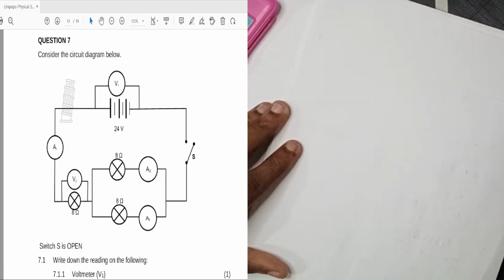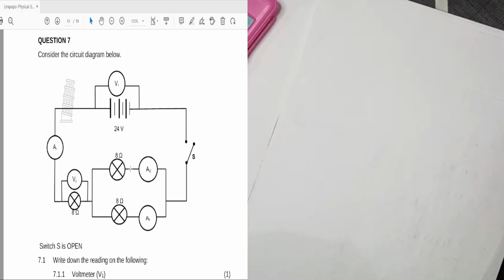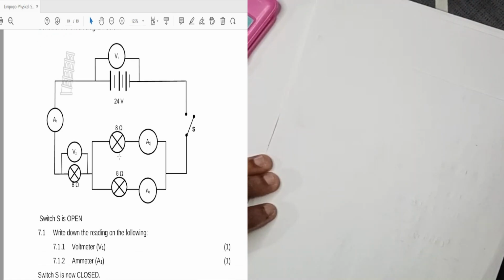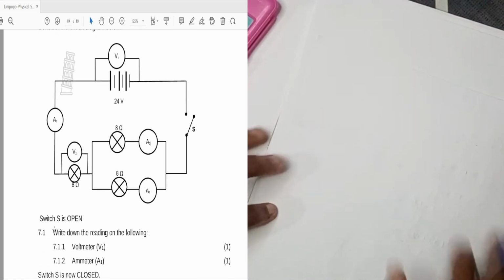Consider the second diagram below. You can see we have a second diagram here. I'm not going to talk about the second diagram in full or break it down a lot yet. I'll break it down as I answer the question, but you can see we have it here. So let's answer the question, 7.1.